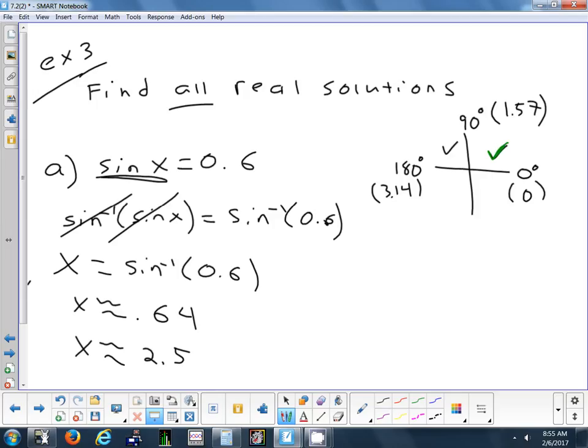So how would you represent, let's just say, adding 1 period to that number? What would you add to 0.64 if you wanted to add 1 period to it? 6.28, which as an exact answer is 2 pi. Now, if you wanted to add 2 periods, you could put 2 pi times 2. If you wanted to add 5 periods, you could put 2 pi times 5. What if you wanted to add n periods? 2 pi n.